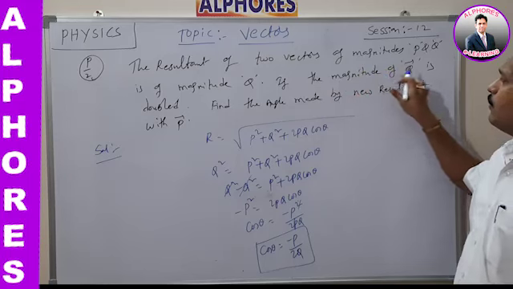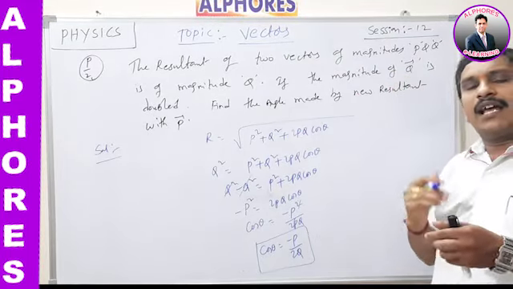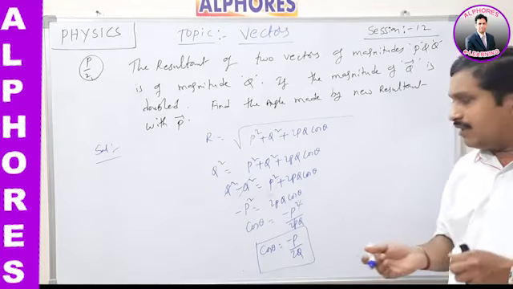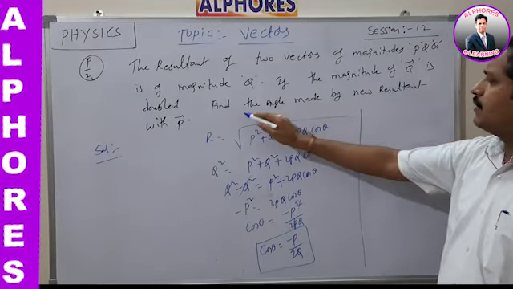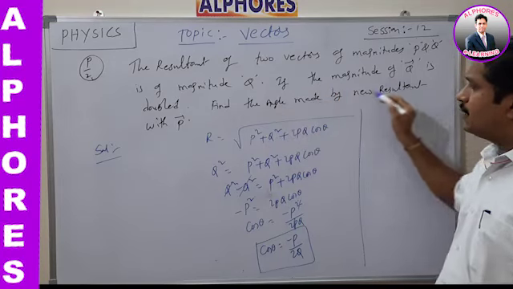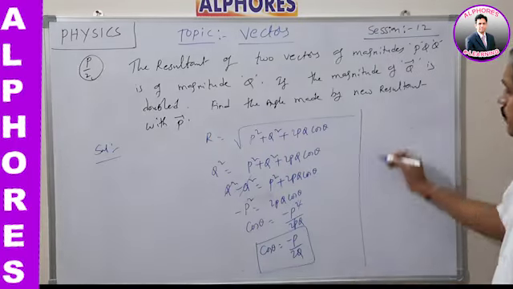The magnitude of q bar is doubled. Magnitude of q bar is doubled means the second vector having double magnitude as compared to the previous one. That means we have to find the angle made by the new resultant. The angle made by the new resultant with p bar. Generally we know what is the angle.